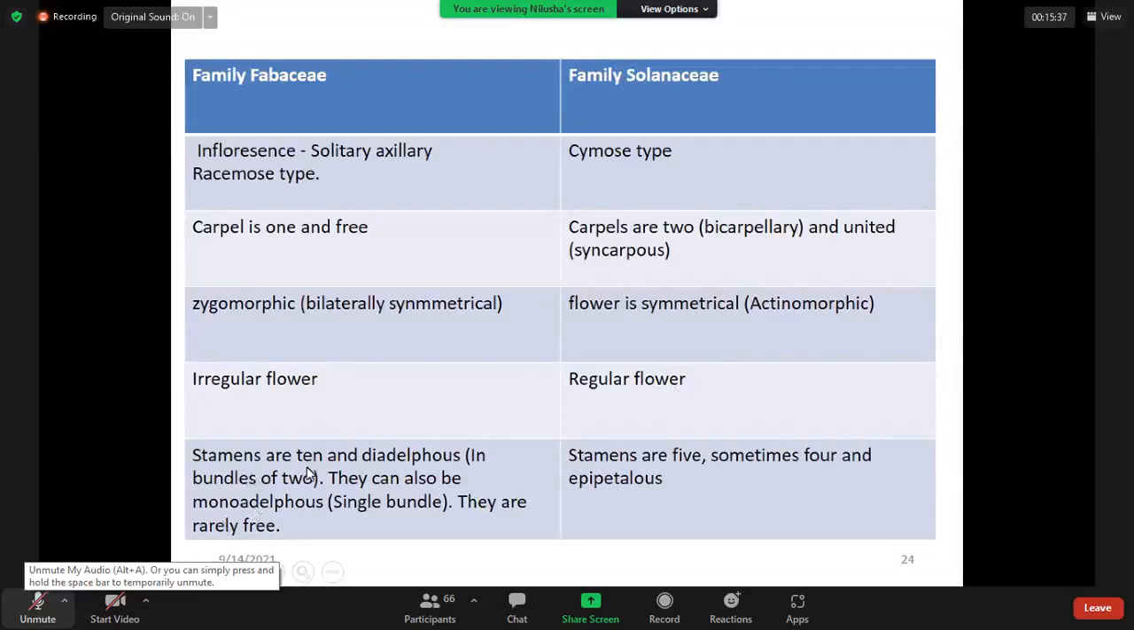And also you know stamens are didelphous, because didelphous means only one stamen is free and the other stamens are fused together. So we call it didelphous, and normally there are 10 stamens. But in case of Solanaceae, stamens are 5, sometimes 4, and epipetalous.